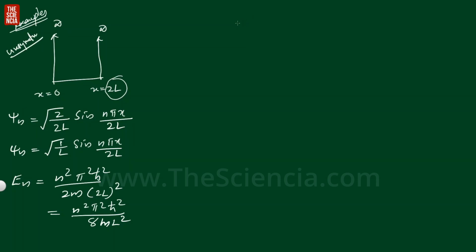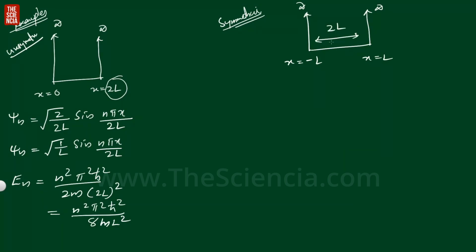Now I am going to consider another example for a symmetric box. So this is our symmetric box. And this position is x equal to minus L and this is x equal to L. That is, the length of the box is increased. Now the length is 2L. So what will be the wave functions? Here we know for the symmetric box there will be two wave functions, one is a function of sine and one is a function of cos.